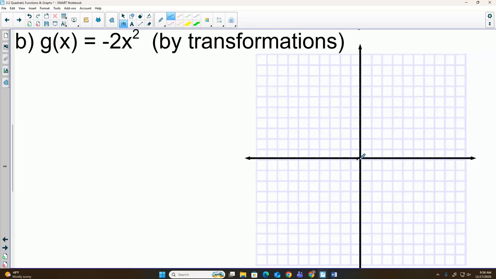Graph the original. I want the parent function. So x squared. 0 squared is 0. 1 squared is 1. 2 squared is 4. Negative 1, 1, negative 2, 4. If you wanted, you could do 3, 9, and negative 3, 9. You have to have at least 3, but more is always better.